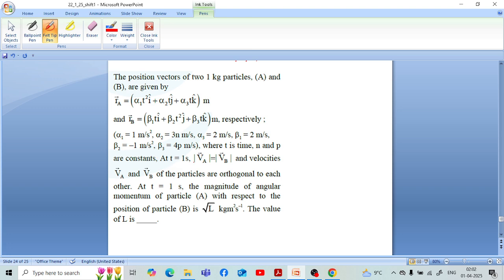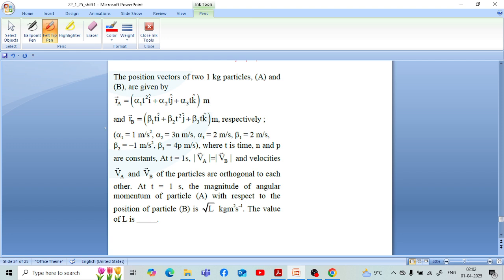At t equals 1 second, modulus of Va is equal to modulus of Vb, and the velocities Va and Vb of the particles are orthogonal to each other. At t equals 1 second, the magnitude of the angular momentum of particle A with respect to the position of particle B is square root L kg meter square per second. The value of L is?